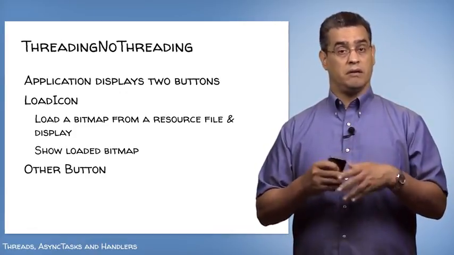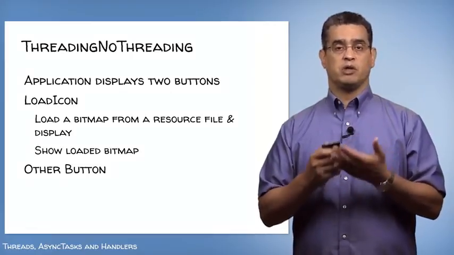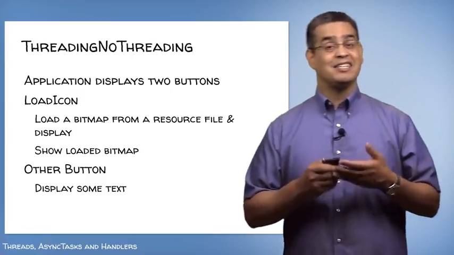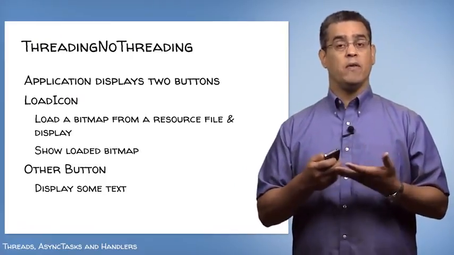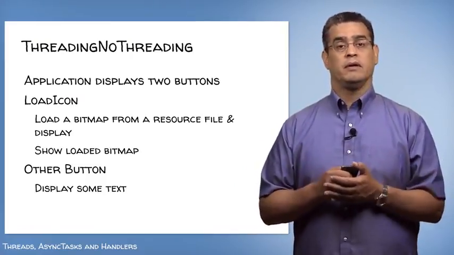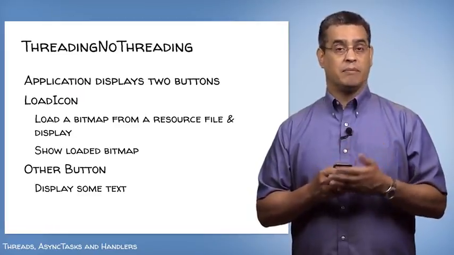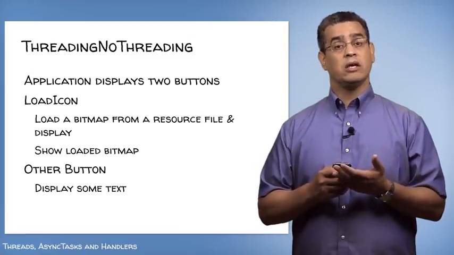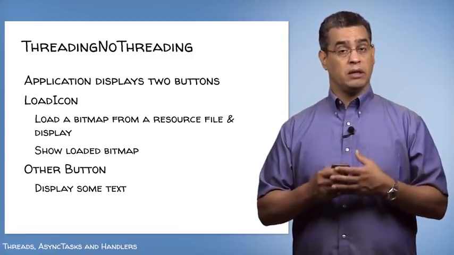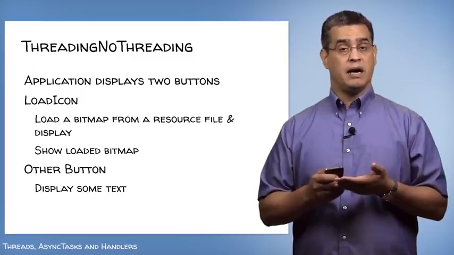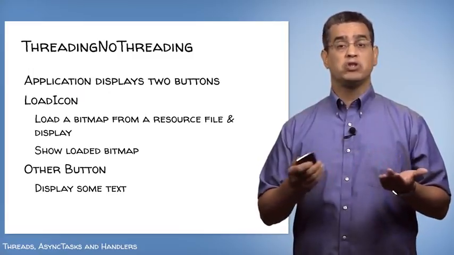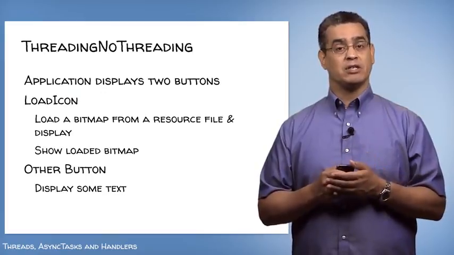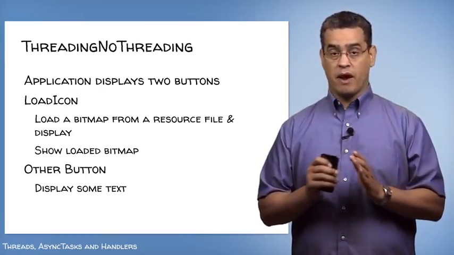The second button is labeled Other Button. When the user clicks on this button, a toast message pops up displaying some text. And the idea here is that if you see the text, then you know that the button's working. Now, if you can't click the button, or you don't see the text, then something's wrong. In particular, the user should be able to click either of the buttons at any time, and the system should just work. So, let's run a version of this application that does not use any threading.